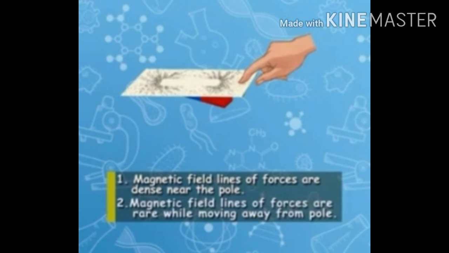Clear? अनि हामीले बुझ्यो magnetic field lines of forces actually it's an imaginary line भनेर, which हामीले देख्दैन but that line exists भनेर. Clear? These are the two important points.